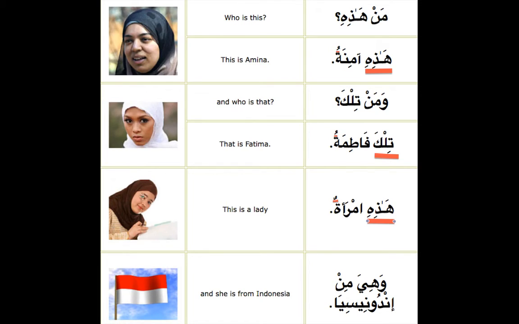Hadihi imra'atun. This is a lady. The point to be noted here is that imra'atun has double tanween because imra'a, the woman, is not a particular name, it's a category. If it is a feminine category, it will take double dhamma. If it is a particular feminine name, it will have a single dhamma. Please keep this in mind, inshallah. And we're saying she is from Indonesia: wahiya min Indonesia.